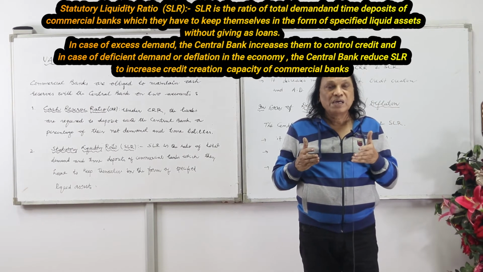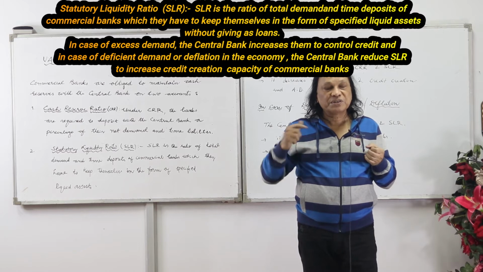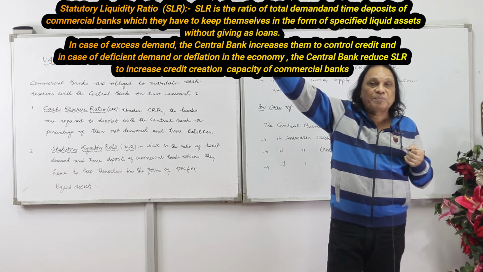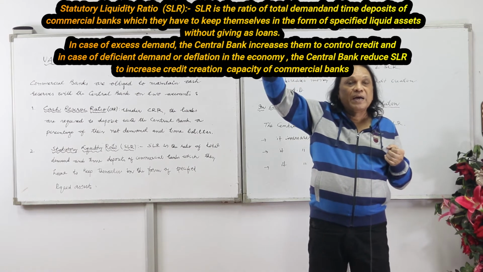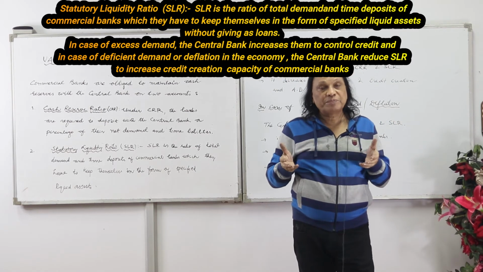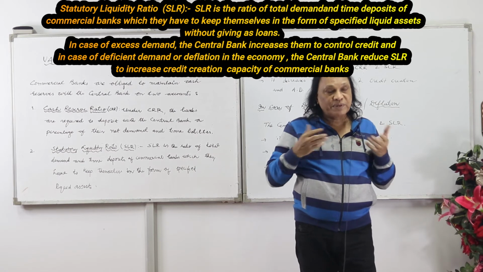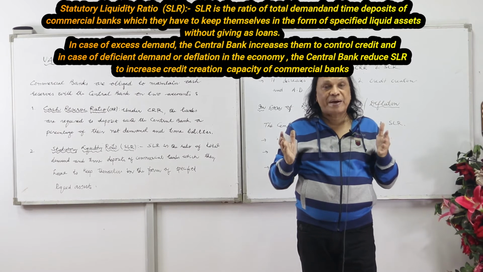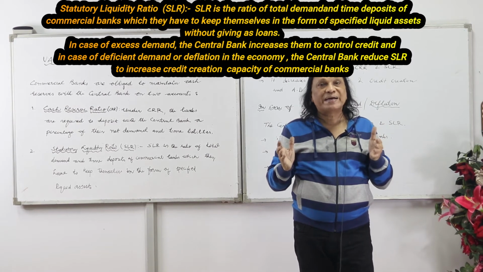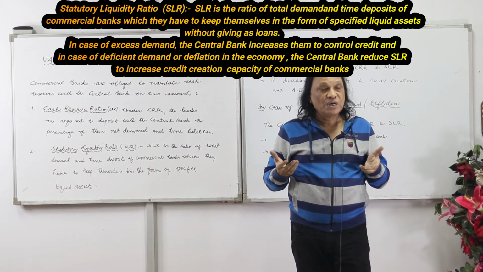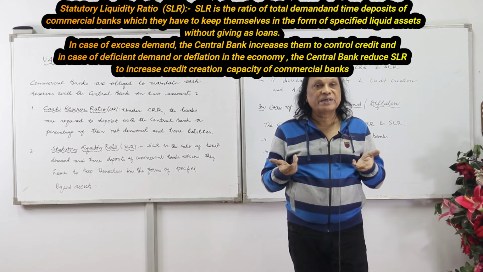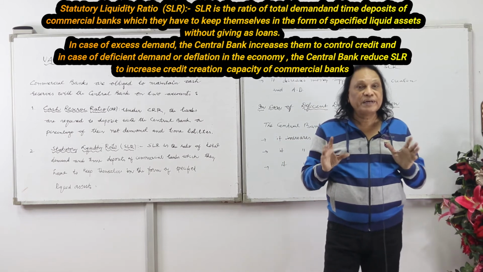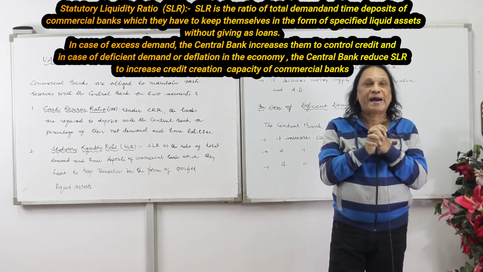For example, if the CRR is 5%, that means 5% of the reserves commercial banks are supposed to keep in the central bank, and if SLR is also 5%, they have to keep 5% of the reserves with themselves. That means the commercial banks are all the time obliged to keep 10% of the reserves without giving it as credit or lending to their customers. They can lend only 90% of the reserves they have.